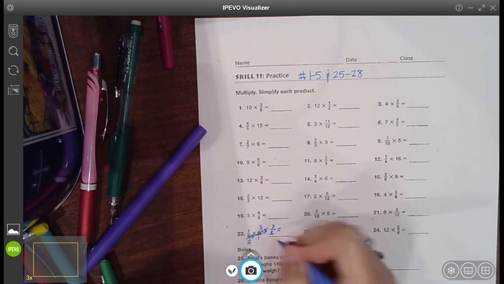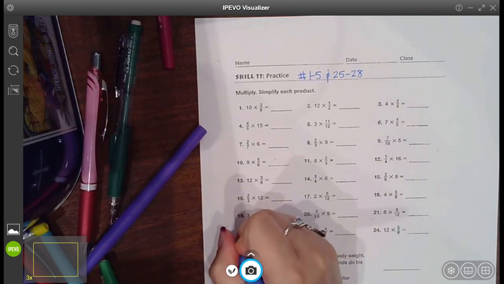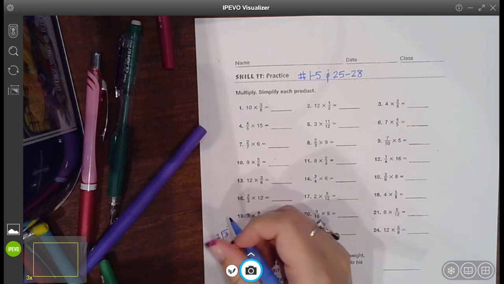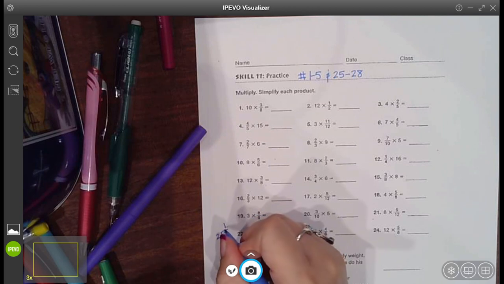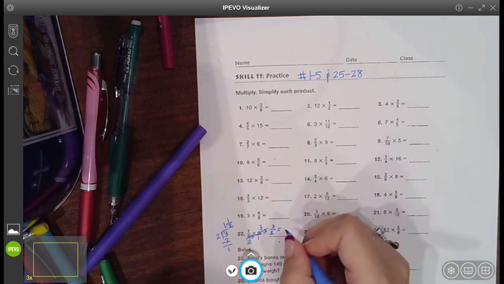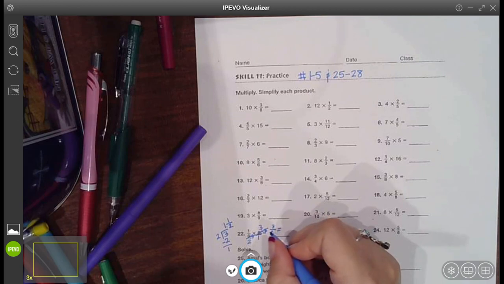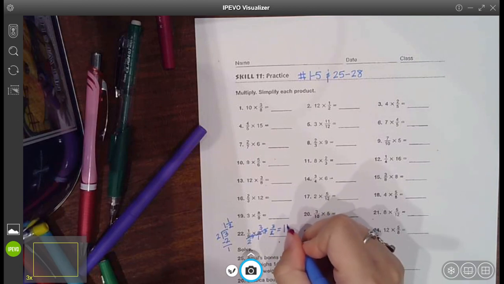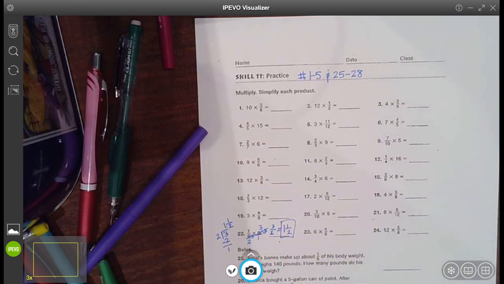So when you multiply across, 1 times 3 is 3, and 2 times 1 is 2. Now that's improper, so I need to change that. So I'm going to take the top and divide it by the bottom. 2 goes into 3 once. 1 times 2 is 2. When you subtract that, you get 1. So you put your remainder of 1 over what you divided by, which was 2. So 3 over 2, or 3 divided by 2, is the same thing as 1 and 1/2, because 2 goes into 3 once, and you have a remainder of 1.